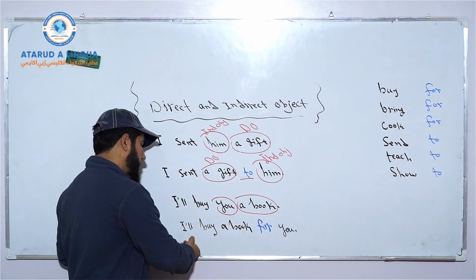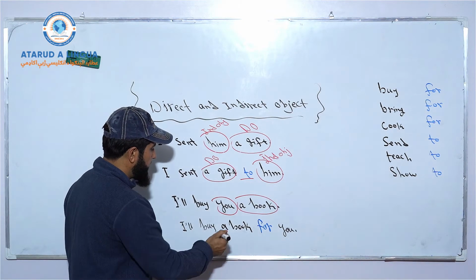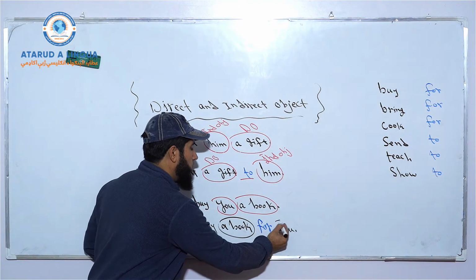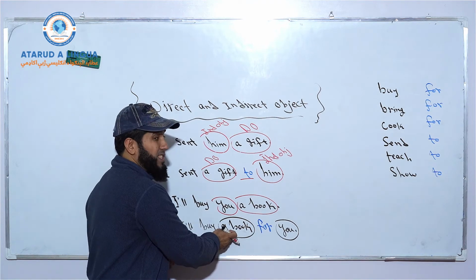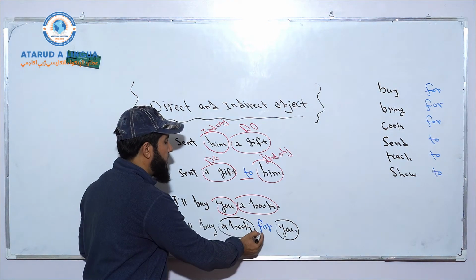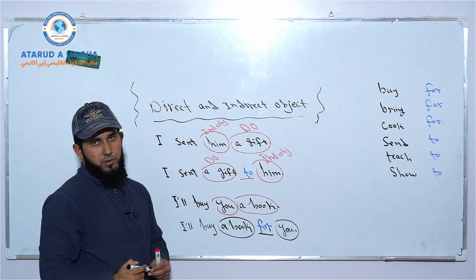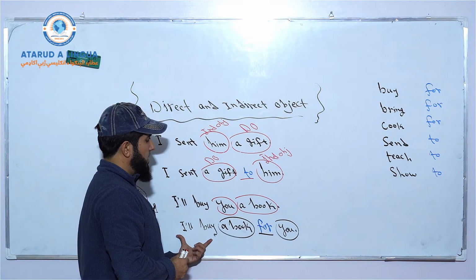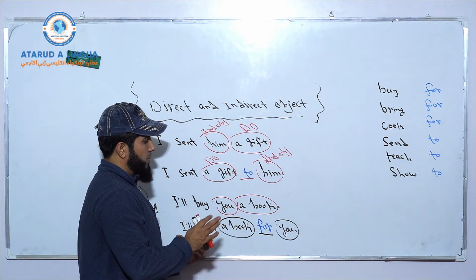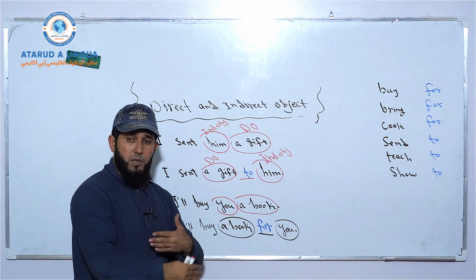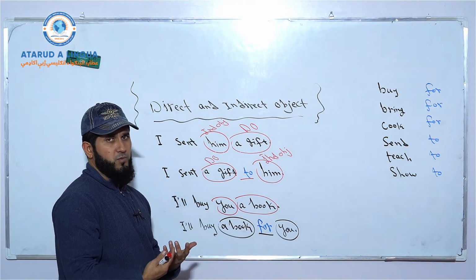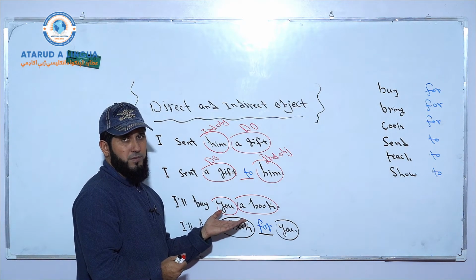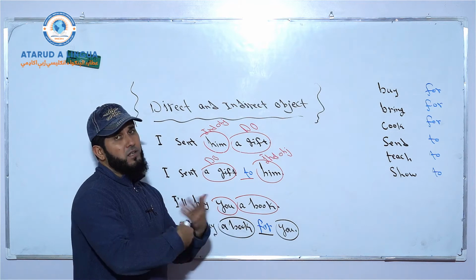So now, in this sentence, a book, which is the direct object, and you, which is the indirect object. So the direct object comes first after the main verb, and therefore we need a preposition. It would be somehow more formal to say it this way, I'll buy a book for you. And I'll buy you a book would be somehow informal, and it's very common in spoken English. However, in many languages, this way is not possible. But in English, it's common.